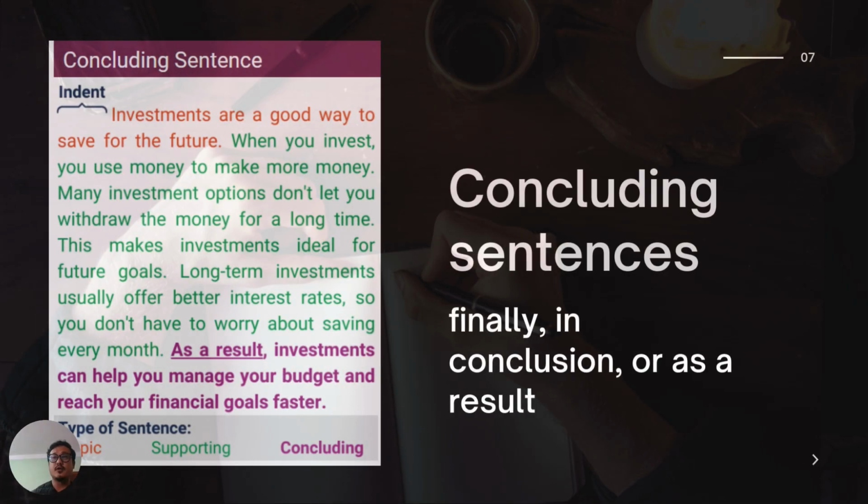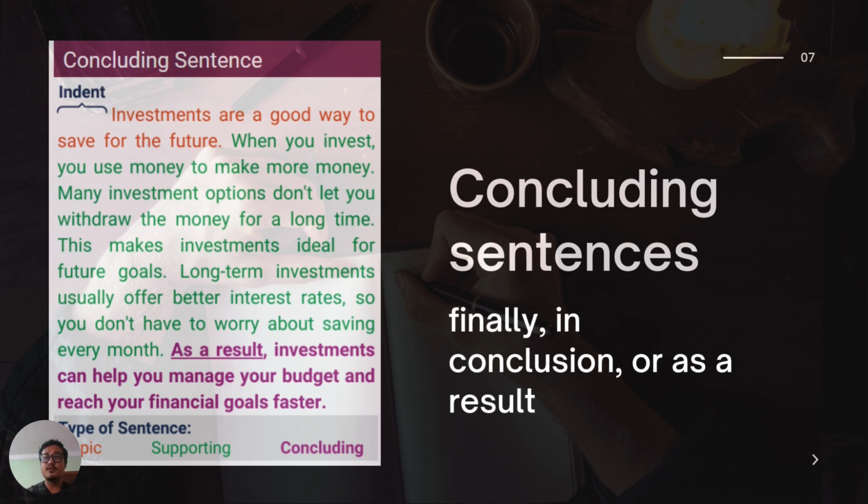Next, we have a concluding sentence. This is the final sentence of a paragraph, and in this example, it is highlighted in purple. The main function of the concluding sentence is to show the reader that the paragraph has come to an end. It is sometimes called a closing sentence.